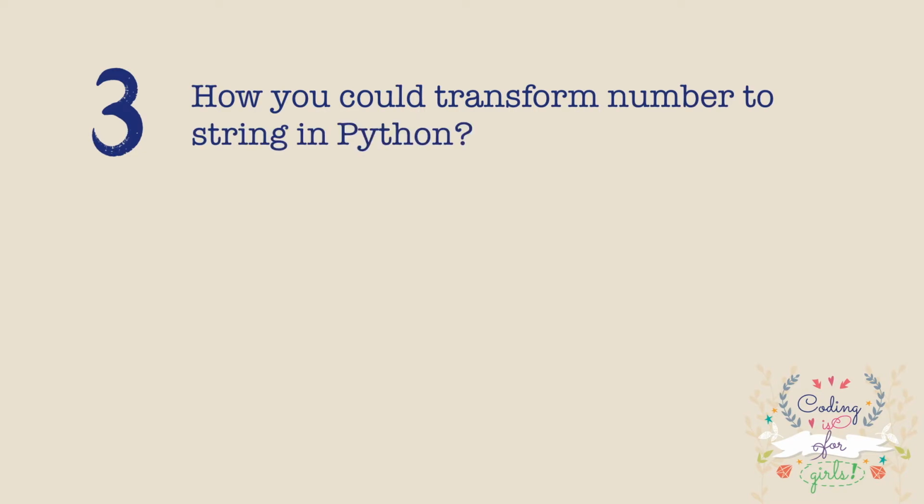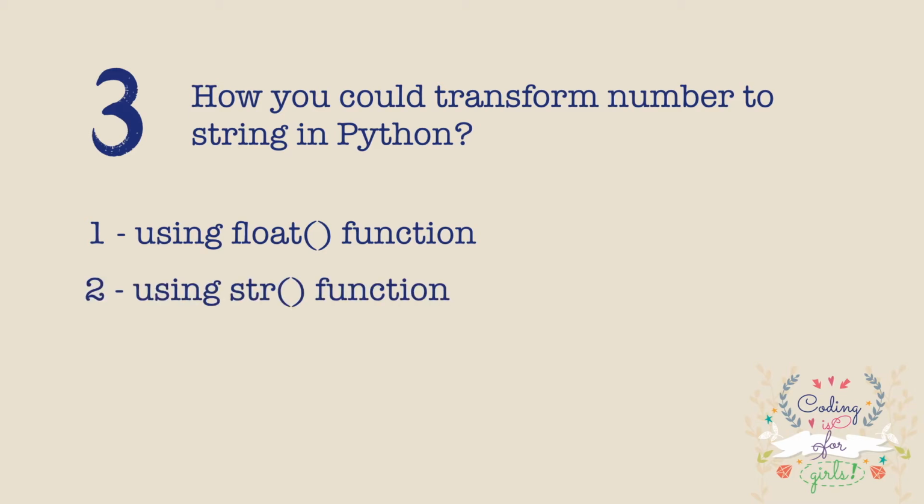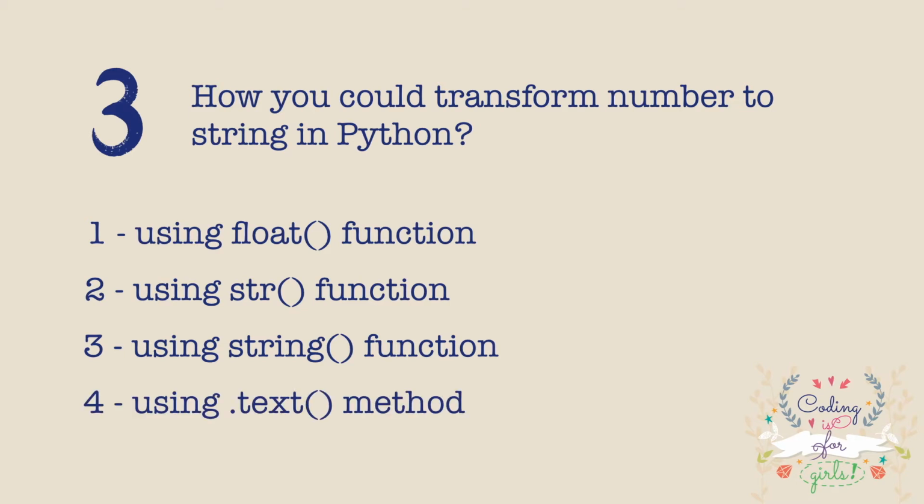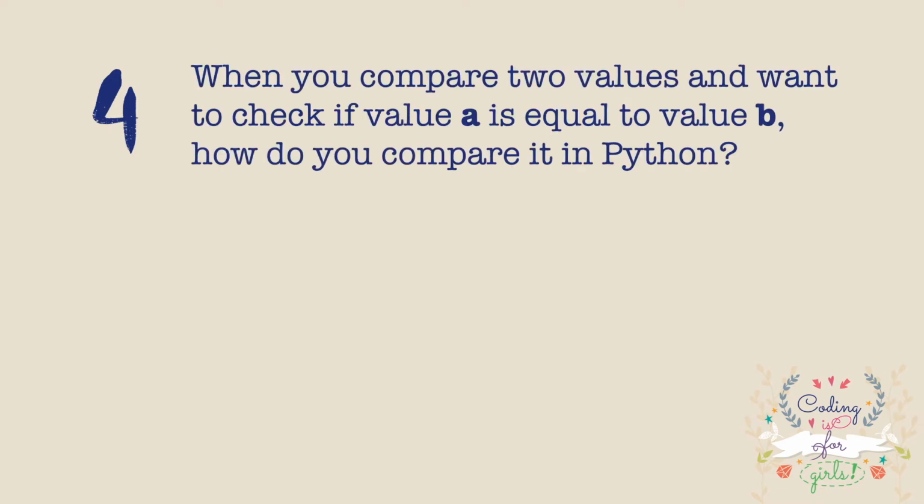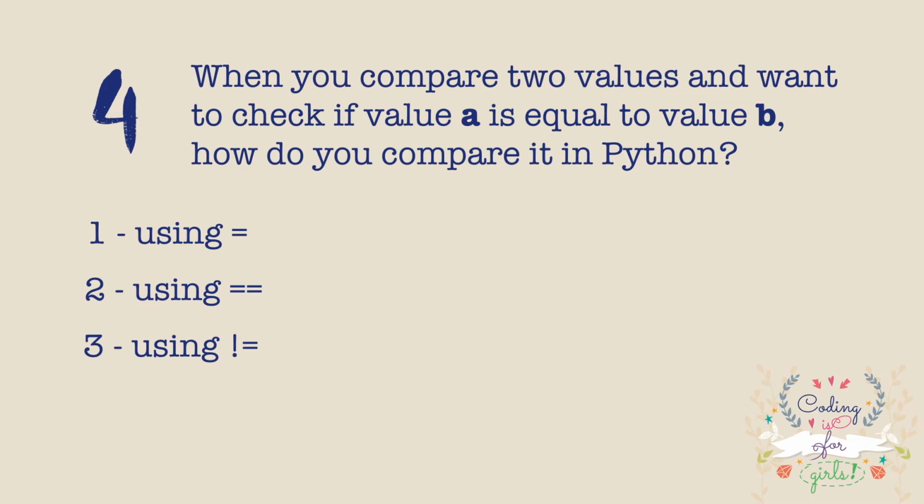Next question is how you could transform a number to a string in Python. 1. Using float function. 2. Using str function. 3. Using string function. 4. Using .text method. Fourth question is when you compare two values and want to check if value A is equal to value B, how do you compare it in Python? 1. Using equal sign. 2. Using double equal sign. 3. Using exclamation mark equal sign. 4. Using lower than and then greater than sign.